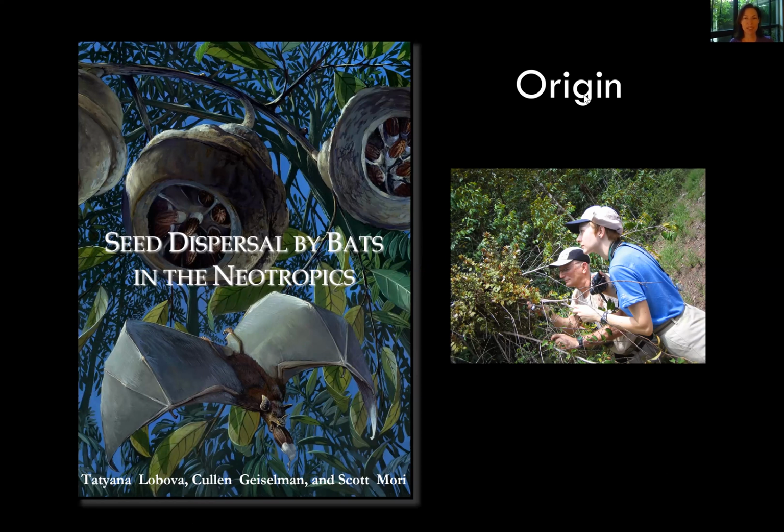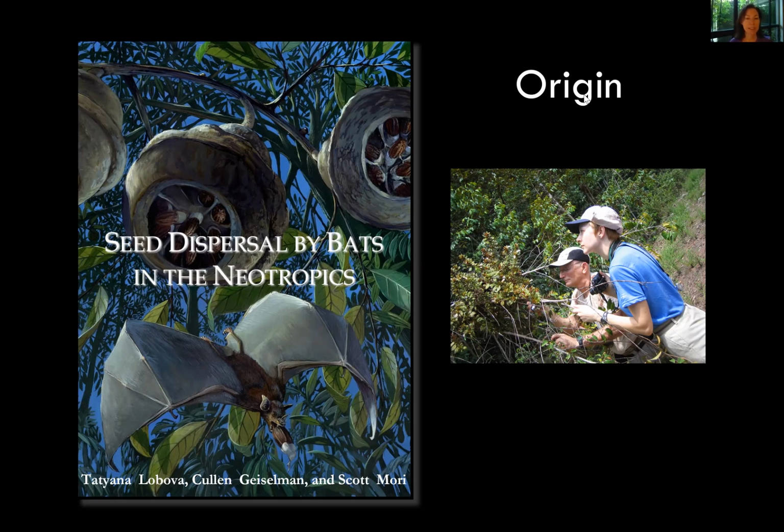It was so big. And in order to keep up with all the literature, we created a literature database, where every interaction had its own little line between a bat and a plant for seed dispersal. And ultimately, with my co-authors that you can see there on the right, Scott Morey and Tatiana Lobova from the New York Botanical Garden, we produced this book. And Scott's great idea was, as we were working on it, let's put the database online at the New York Botanical Garden. And so this database was online.